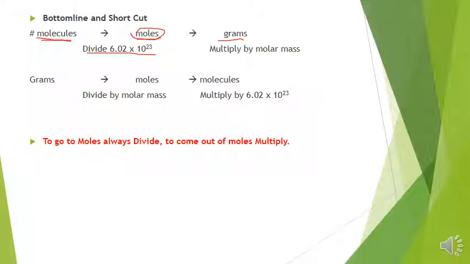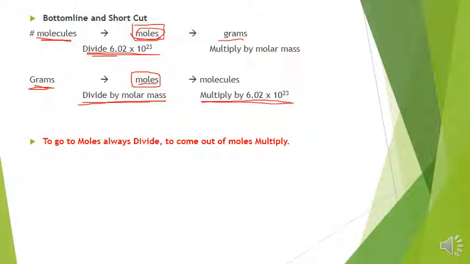For the first problem, we went the other way. I gave you grams, and you had to figure out how many moles, so you divide by the molar mass. Then to figure out molecules, you multiply by 6.02 times 10 to the 23rd. Here's the key that I like to think about. Whenever you go to moles, you have to divide. If you go from molecules to moles, you divide by 6.02 times 10 to the 23rd. If you go from grams to moles, you divide by the molar mass, which in the last problem was 17 grams per mole, and this number will always be the same.